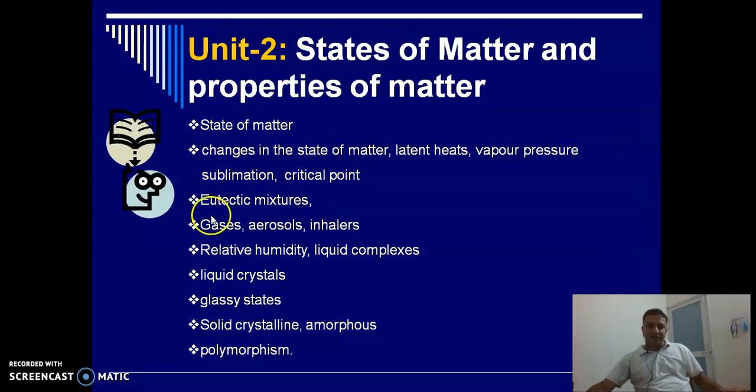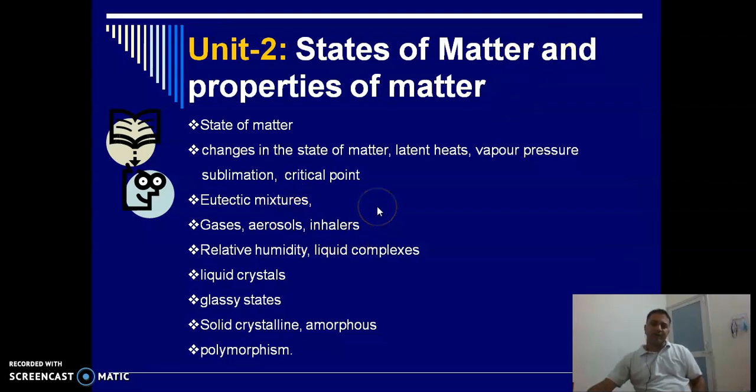Now, one more is eutectic mixture, gases, aerosol, inhalers. Next is relative humidity, liquid complexes, liquid crystals, glassy state, solid, crystalline and amorphous solid, means differences between the crystalline and amorphous solid. Last topic is polymorphism, means many forms of the drug. All these topics are included in states of matter and properties of matter.